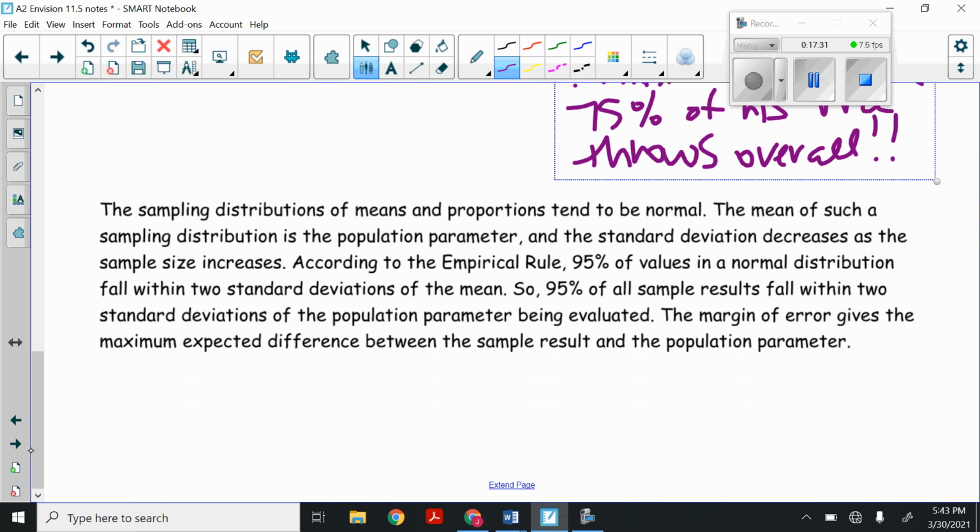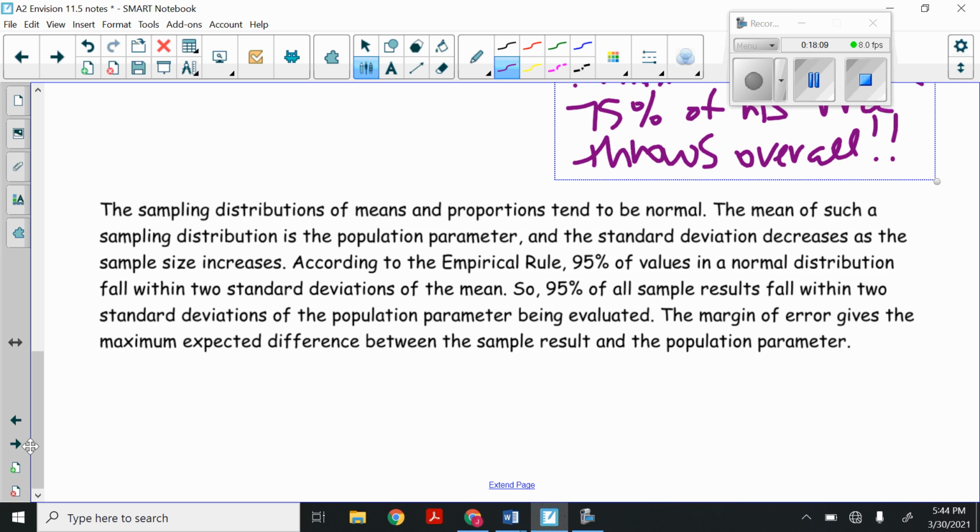All right, the sampling distributions of means and proportions tend to be normal. The mean of such a sampling distribution is the population parameter. The standard deviation decreases as the sample size increases. According to our empirical rule, 95% of values in a normal distribution fall within 2 standard deviations of the mean. So 95% of all sample results will fall within 2 standard deviations of the population parameter being evaluated. The margin of error gives the maximum expected difference between the sample result and the population parameter.